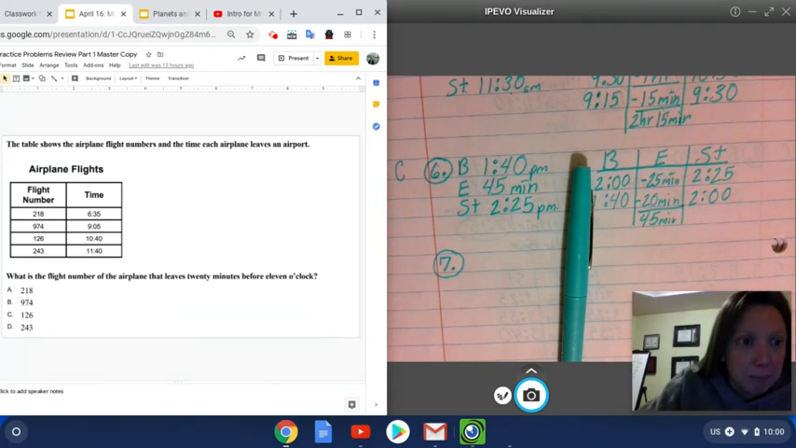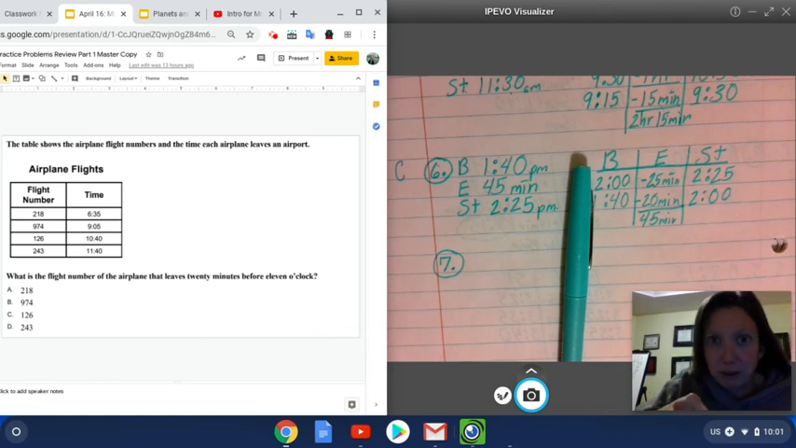So it says, what is the flight number? These are the flight numbers of the airplane that leaves 20 minutes before 11 o'clock. Well, think about it. What is 20 minutes before 11 o'clock? Is it going to be in the 11 o'clock hour still? No. What's the hour before 11? 10. Great job. So 20 minutes before 11 would be 10:40. The flight number that matches that time would be 126. So the answer would be C.